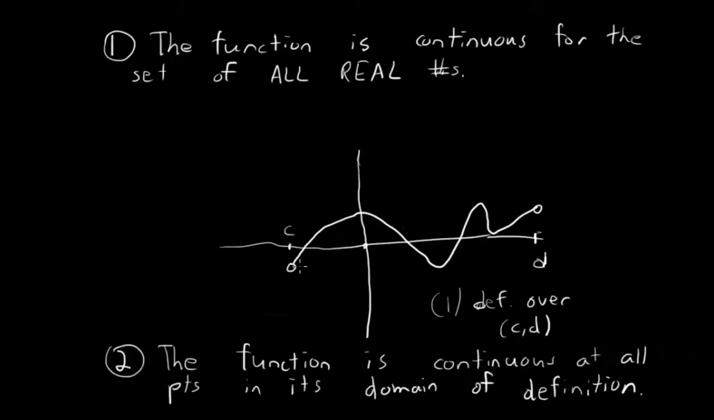But the second definition of continuity of a function that you'll run across is that the function is continuous at all points in its domain of definition. So this function is defined over the open interval c to d, and it is actually continuous at all points in this interval. So under this second definition of continuity, this function would be deemed a continuous function, while it would not under this first definition.